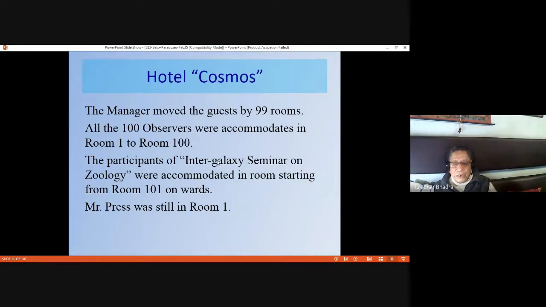So the accommodation in room numbers 1 to 100 was for observers. Participants of the inter-galaxy seminar on zoology were accommodated in rooms starting from room number 101 and onwards. And so everybody was accommodated. Mr. Press was still in room number 1. You can see nothing has moved.